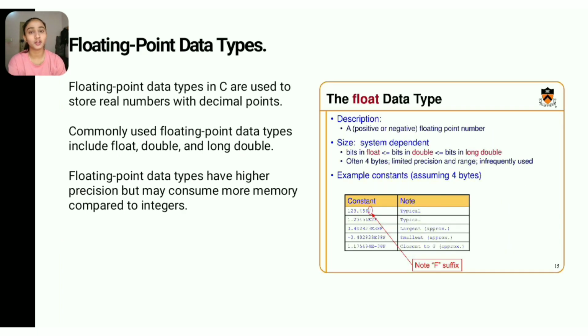Floating point data types. Floating point data types in C are used to store real numbers with decimal points. Commonly used floating point data types include float, double, and long double. Floating point data types have higher precision but may consume more memory compared to integers.